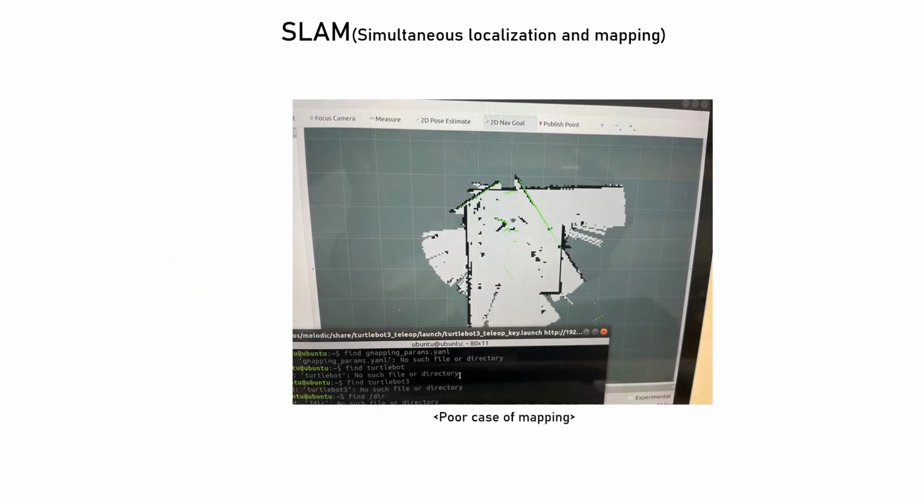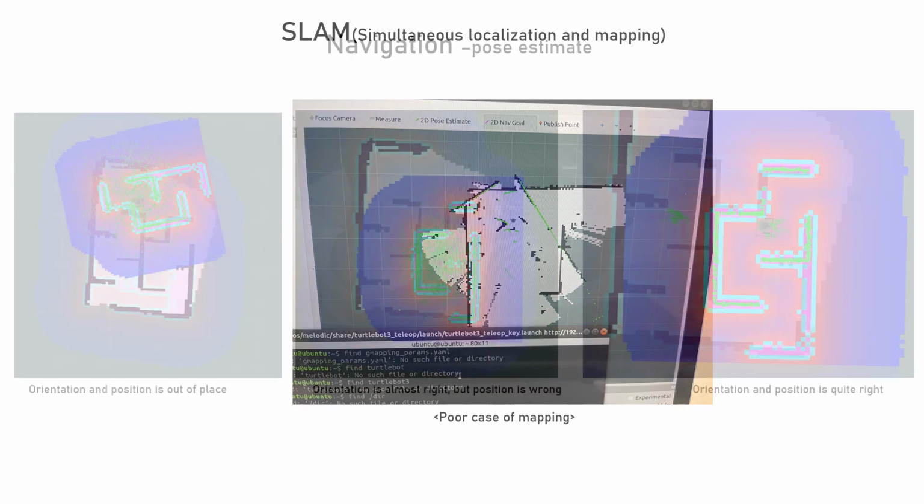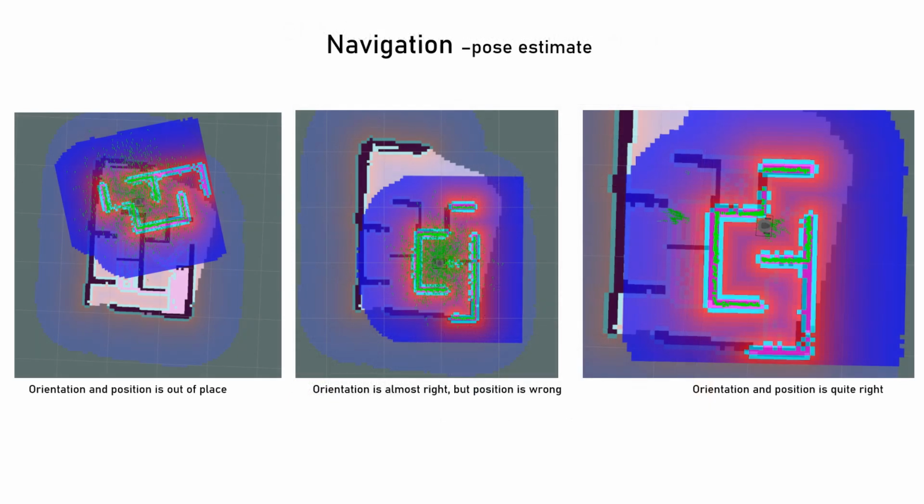And this is a poor example of SLAM mapping, and things like this happen when robots cannot take their own rotation into account. A map like this is utterly useless because it cannot really be used in navigation. So let's move on to navigation.